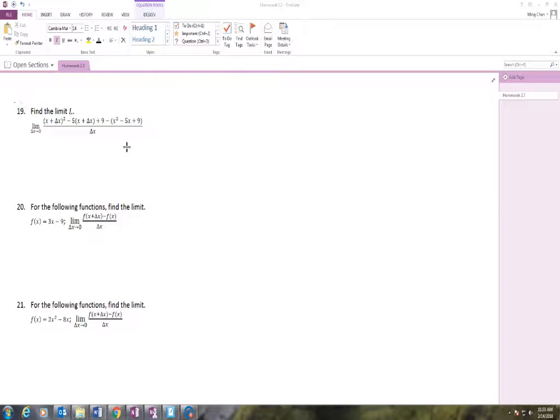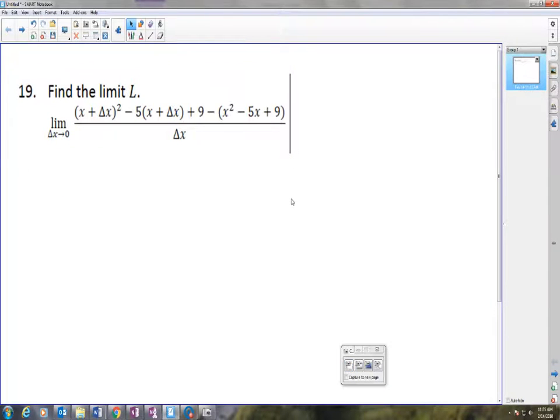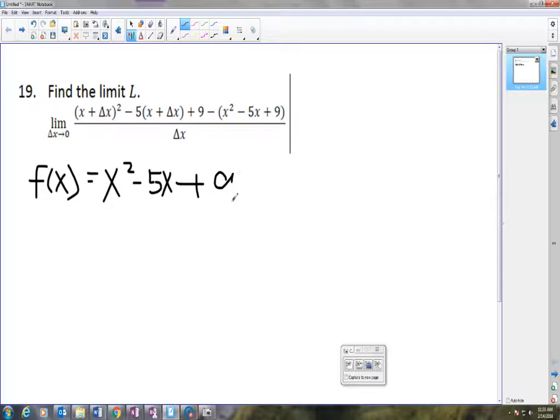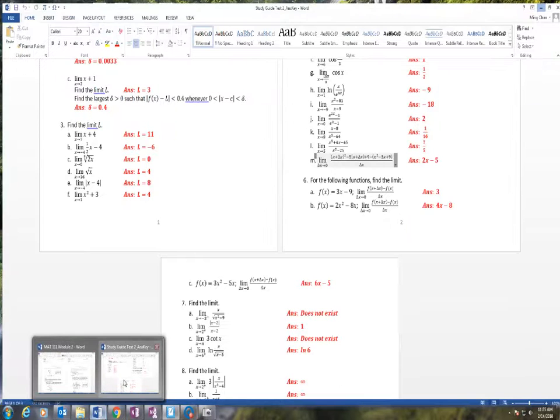Number 19 is basically having a function, just like 20, 21, 22. And that function, f of x, is x squared minus 5x plus 9. It's right here. So I'm going to do number 19, but I'm going to make it look like number 20. I hope you don't mind.